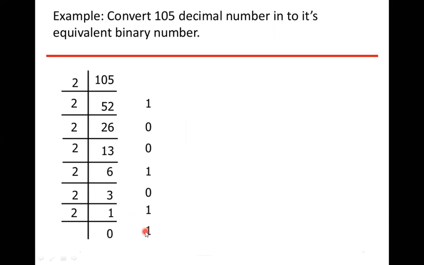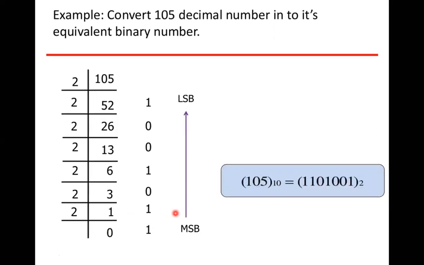So how we have to collect this answer is from the most significant bit to the least significant bit. So to collect the answer, it is 1 1 0 1 0 0 1. So this is how a decimal number, a whole number, 105 with a base of 10, is converted. Because it is base 10, this is the decimal number. So the decimal number 105 is converted into a binary form which has a base of 2, that is 1101001.